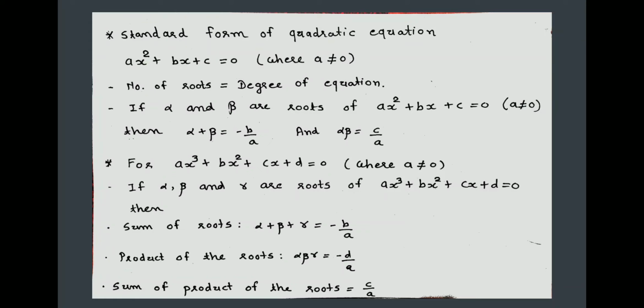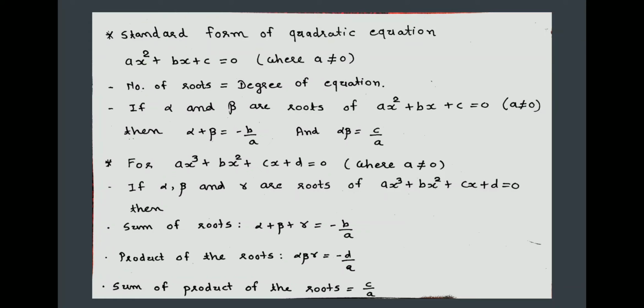What is a root? Roots are basically the values of x that satisfy the given equation. First of all, I write the standard form of a quadratic equation, that is ax² + bx + c = 0, where a is not equal to 0, and we know that the number of roots is equal to the degree of the equation. So for a quadratic equation there are two roots. If alpha and beta are roots of ax² + bx + c = 0, then the sum of the roots, alpha + beta, is equal to -b/a, and the product of the roots, alpha beta, is equal to c/a, where a, b and c are coefficients.